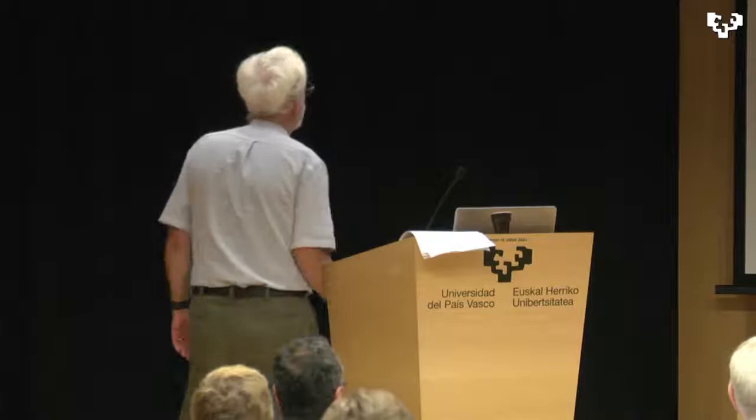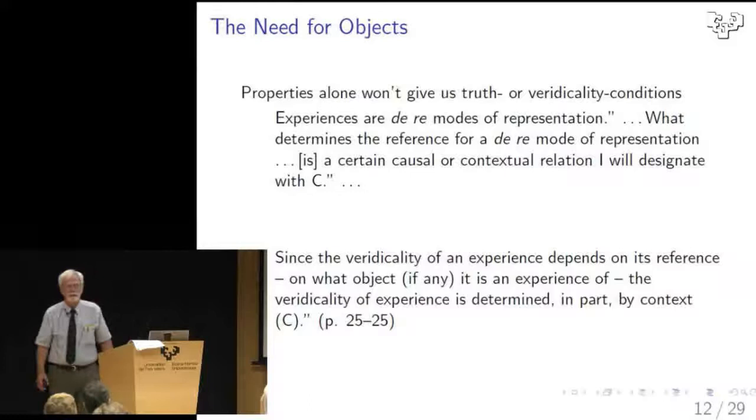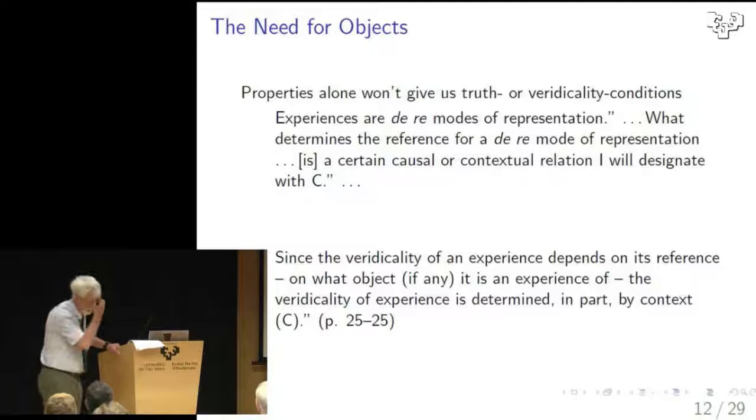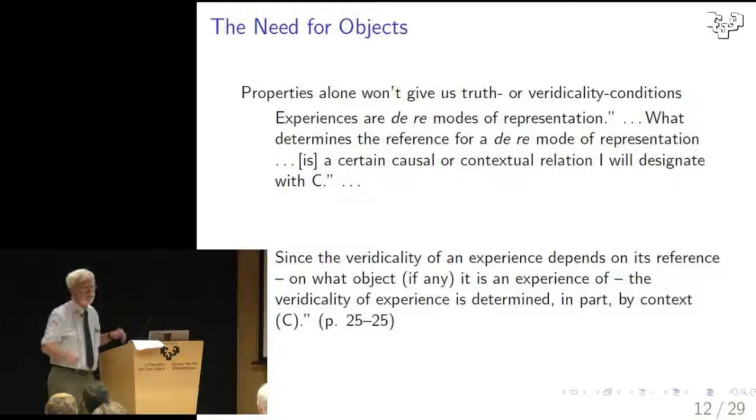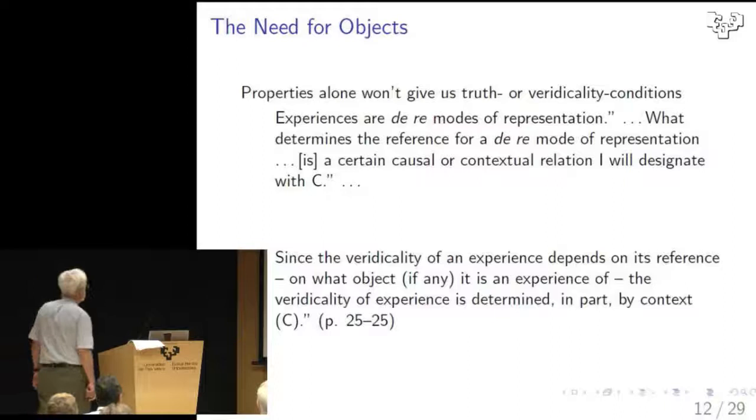And Dretske sees that properties alone won't give us truth or veridicality conditions. He likes to use instruments, let's say a speedometer: the arrow points to 60, so it indicates 60 kilometers per hour. You've got a property that's indicated, but you don't have any veridicality until you've got an object that either is or isn't going 60 miles per hour, presumably the car in which the speedometer sits. But to get a proposition, you need an object as well as a property.